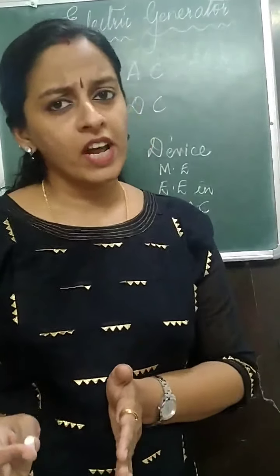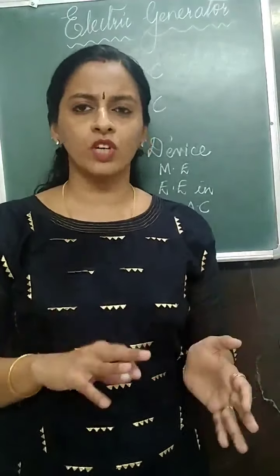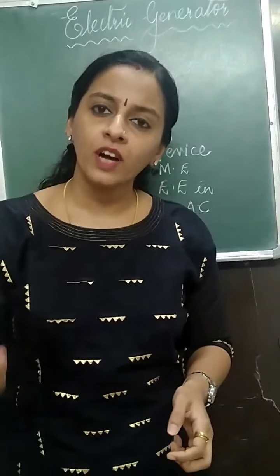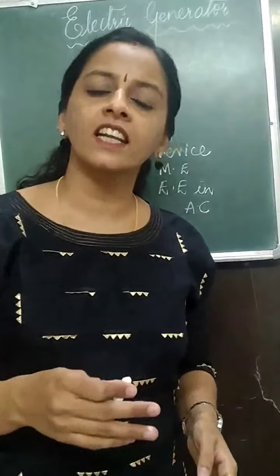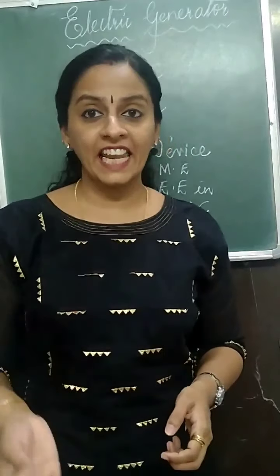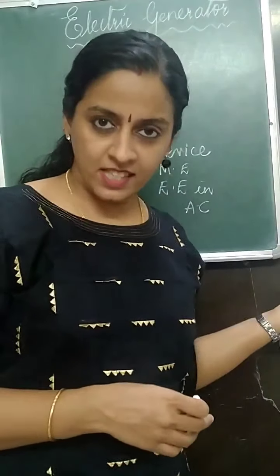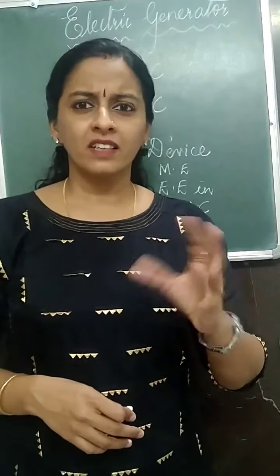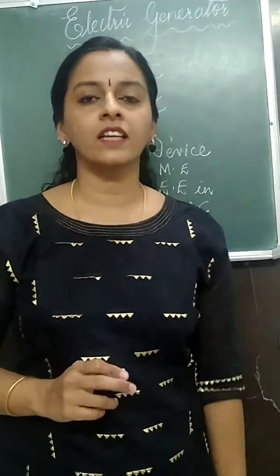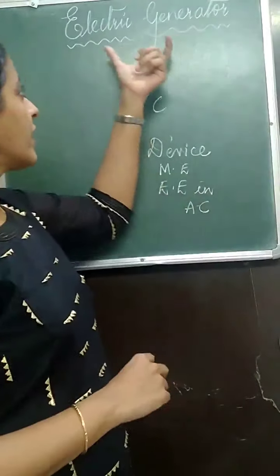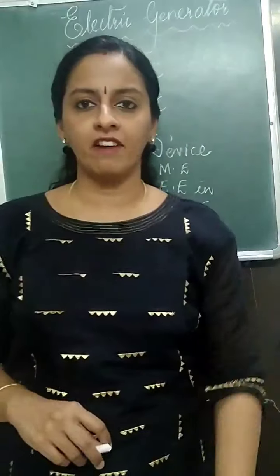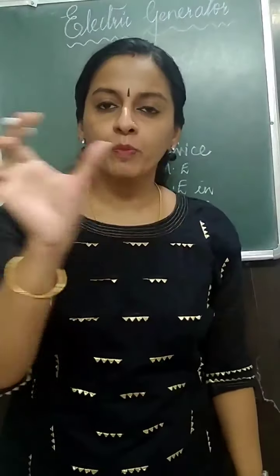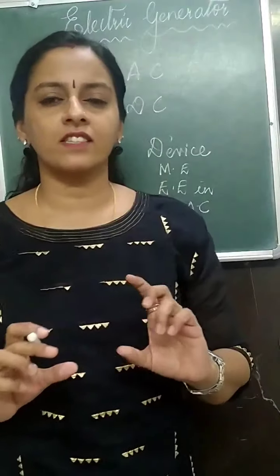Similarly, you will write for DC generator. A device which converts mechanical energy into electrical energy and the current is in the form of direct current is called a DC generator. Okay? Distinguish between can also come. So the electric generator is a device that, as soon as you begin the introduction, you will write like this.